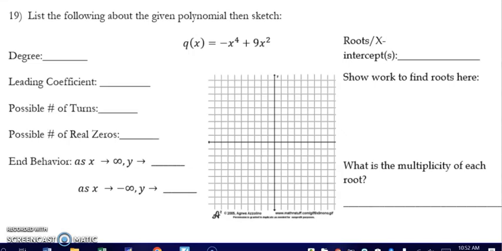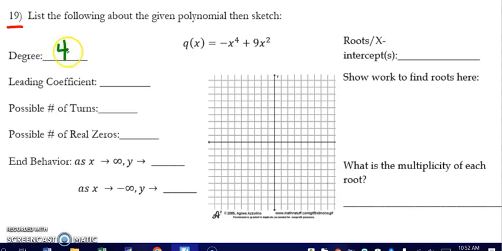All right, I realized when I was uploading the other videos that my numbering is off. This says problem 19, but I think it's problem, I don't know, we did 14 twice, so 11, 12, 13, 14, 15, 16. This is technically problem 17, but I'm going to keep it labeled as such. So anyway, list the following about the given polynomial, then sketch.